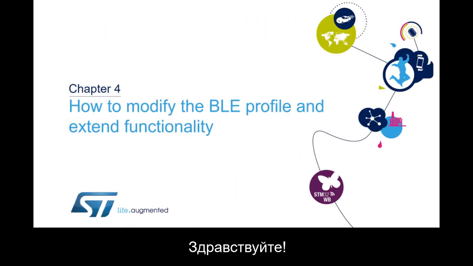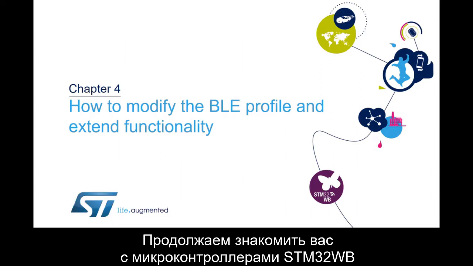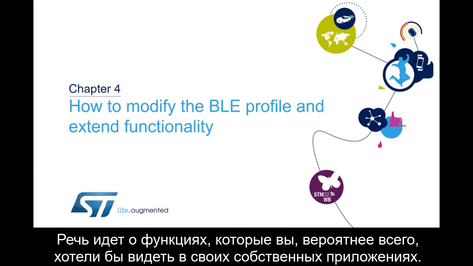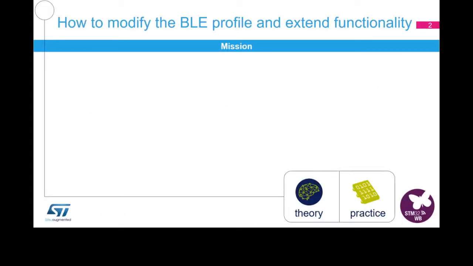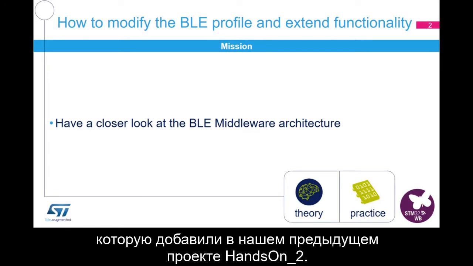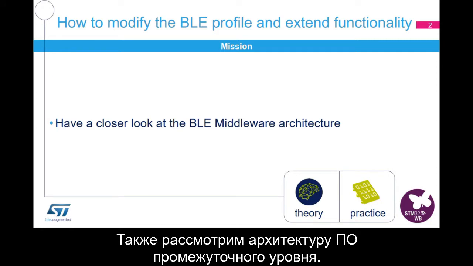We're now going to add extra functionality to our BLE demo. So this is more in the lines of what you'd probably be wanting to do for your own application. So we're going to have a closer look at the BLE middleware, the WPAN that we included earlier on in our previous hands-on, and we'll have a look at the architecture of what's inside that middleware software package that we're using.